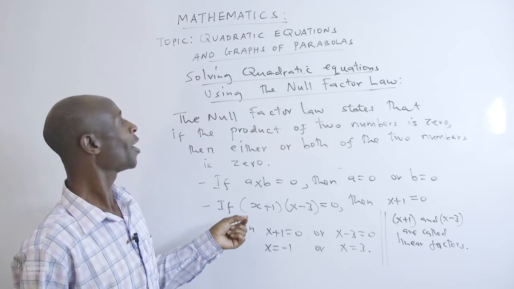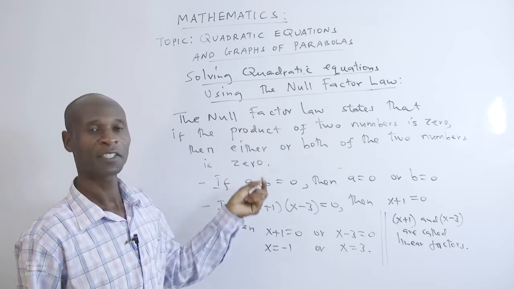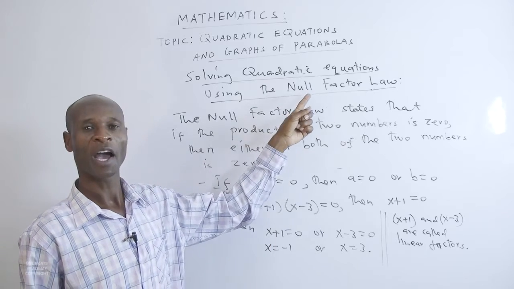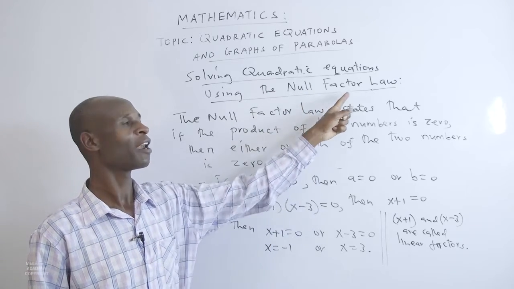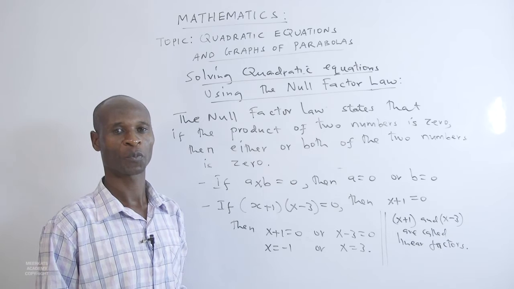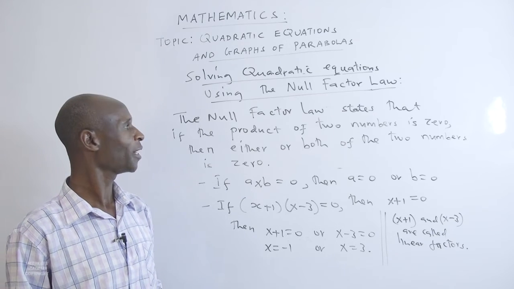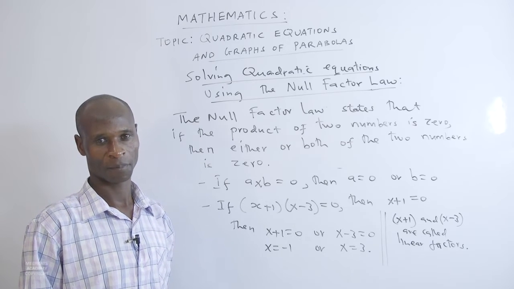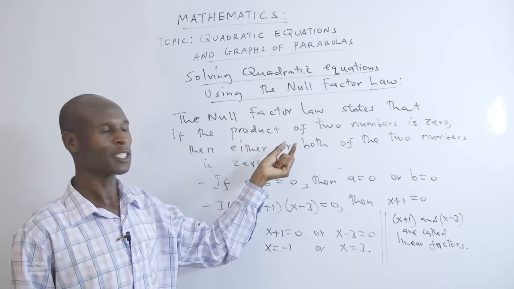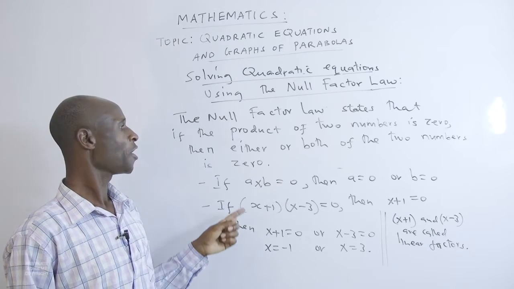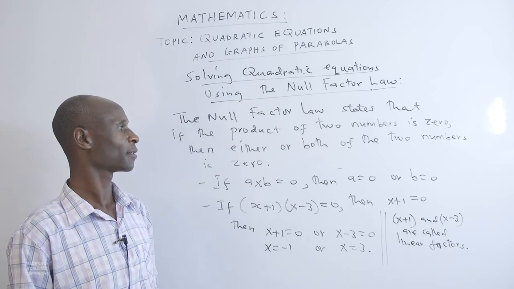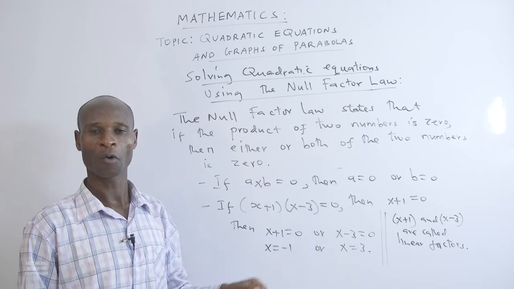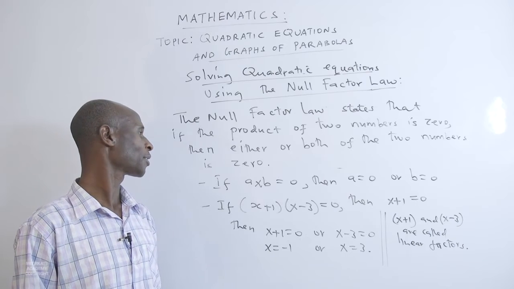Now, class, we want to now extend our knowledge to solving quadratic equations using a method called Null Factor Law. So first of all, we need to understand what does Null Factor Law state. The Null Factor Law states that if the product of two numbers is 0, then either or both of the two numbers is 0.